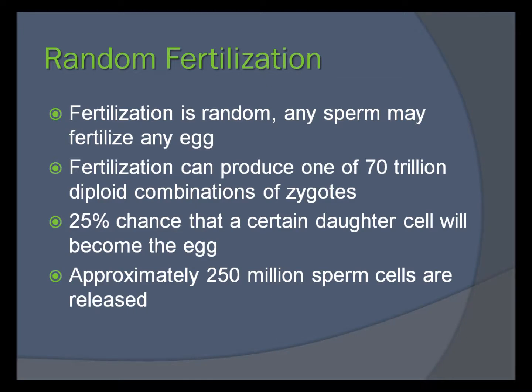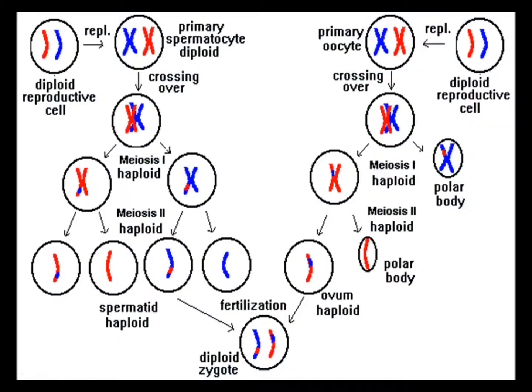This event is random. It is important to note, however, that factors such as swimming speed of the sperm influence which sperm fuses with the egg. Approximately 250 million genetically different sperm cells are released, and the sperm that fertilizes the egg is random. Also, the egg that is released influences the genetic makeup of the zygote. Only one of the 4 daughter cells becomes the egg. The others become polar bodies, except in the case of dizygotic twins.